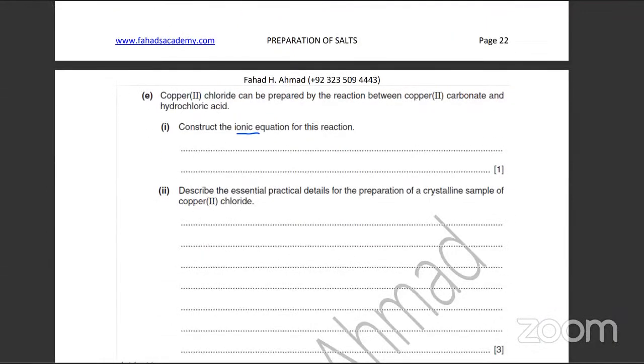Then, construct the ionic equation between copper carbonate and hydrochloric acid. So I'm going to first make the whole equation. Copper carbonate plus hydrochloric acid, HCl. What is formed? It's going to form copper chloride. Cu is 2 plus, Cl is minus 1, plus water plus carbon dioxide. And we can balance it. Okay, he's not asking for this equation, he's asking for the ionic equation.